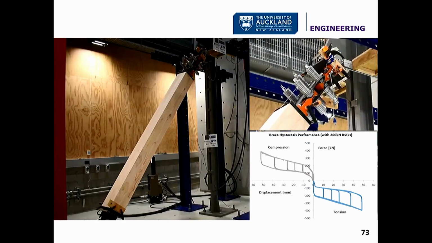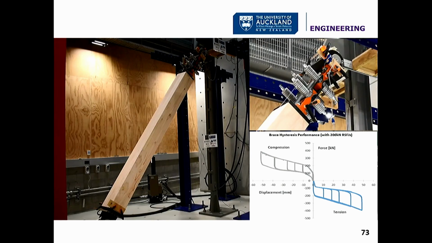And this is the video of the test, when it was loaded in tension. You see the diagonal moving, and that's the hysteresis behavior of the diagonal. In this case, each unit can take 200 kilonewton in tension and compression, so the diagonal could take 400 kilonewton. But you have a diagonal that is very stiff until the F-slip and then starts to open up, which changes the period of your structure, your base shear goes down or doesn't go up, and your structure is resilient.